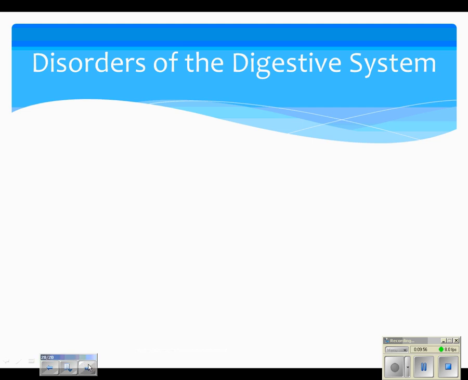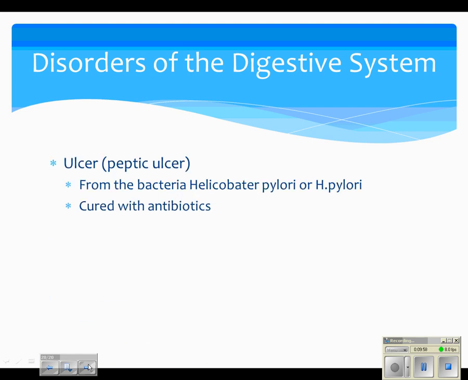And then there's a few disorders of the digestive system. The first is an ulcer, sometimes called a peptic ulcer, and it's caused by a bacterium called Helicobacter pylori, or just H. pylori, and that's cured with antibiotics. And ulcers typically are crater-like sores that are in the stomach. Sometimes they go into the esophagus as well. And when you eat very acidic foods or there's an increase of acid production in the stomach, it's going to irritate it. So they need to be cured so they can heal.